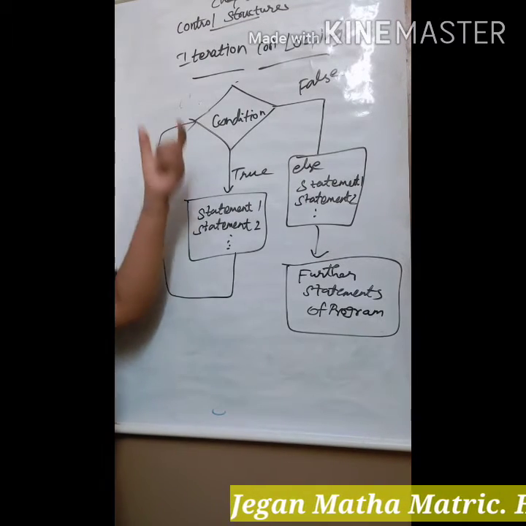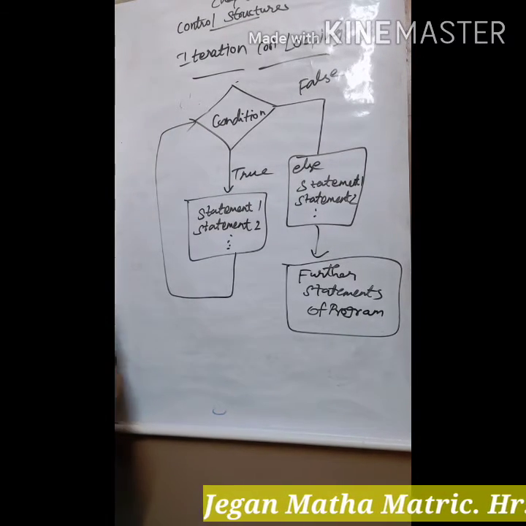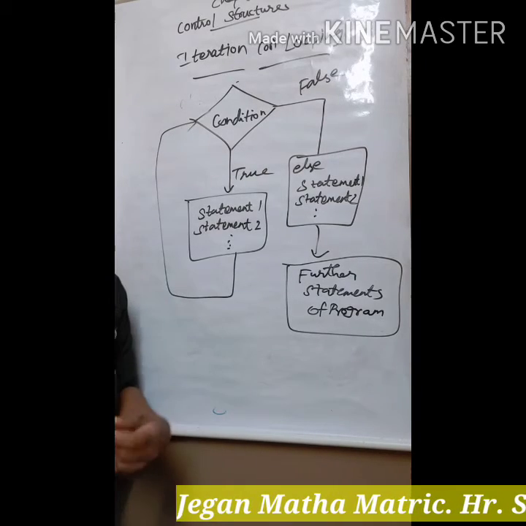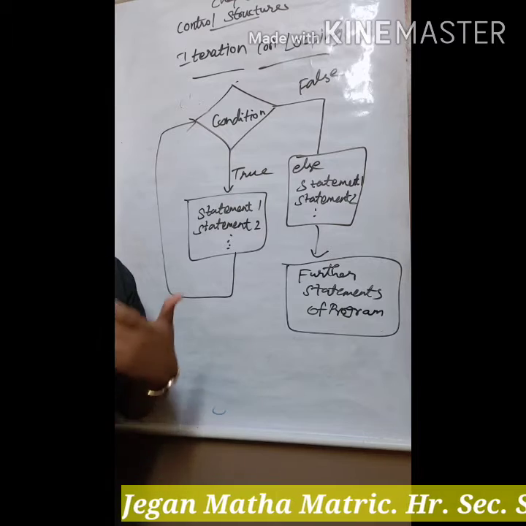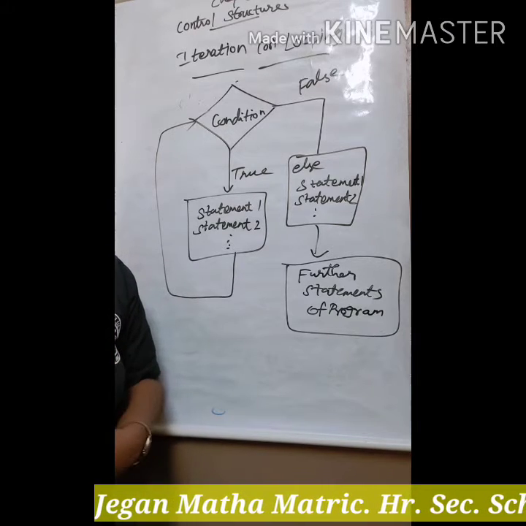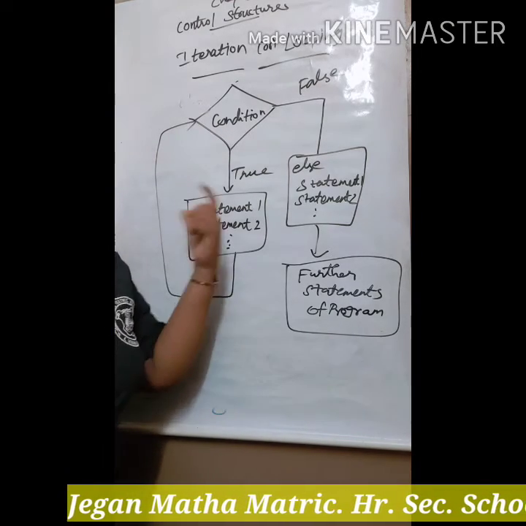The next one is iteration or looping. Iteration or looping is used in the situation when the user needs to execute a block of code several times or till the condition is satisfied.